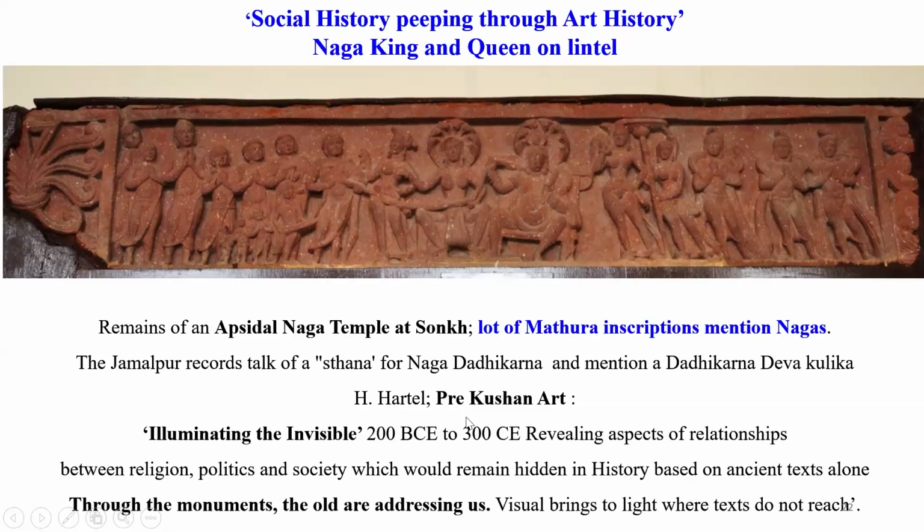But even today, we see a lot of Naga sculptures in temples, donated by people. They are outside of the main sculptural plan, but they are there. So this is another aspect of what can be called illuminating the invisible. There is nothing in the scriptures that says such and such were the Naga kings, but they're there. In a way, through the monuments, the old are addressing us. So the visual brings to light where the texts do not reach. I've already said that before.